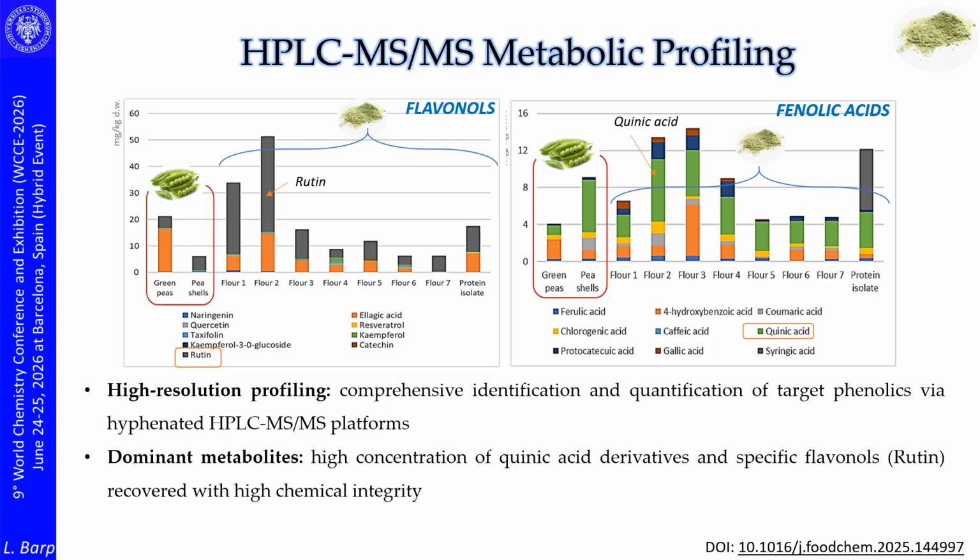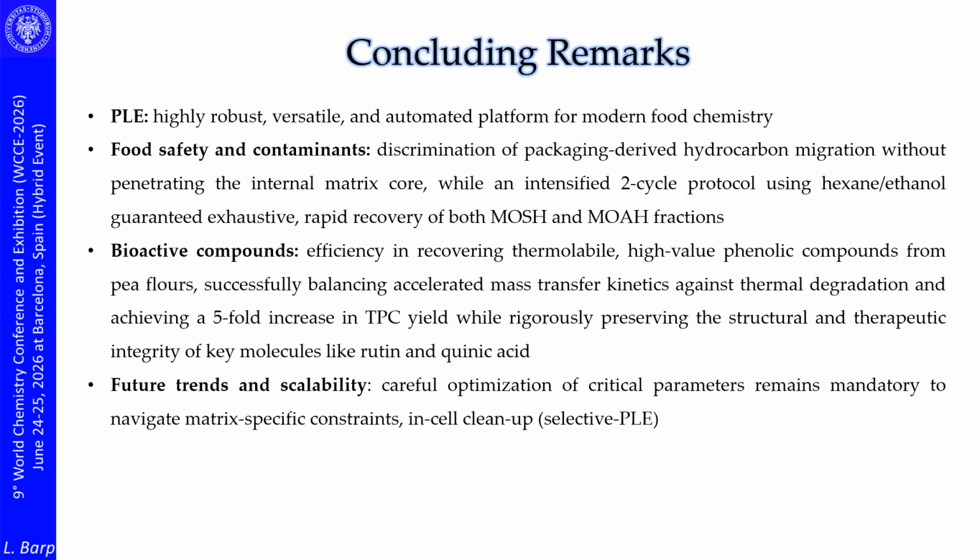18 distinct compounds belonging to the flavonoid and phenolic acid classes have been successfully identified. Pea flowers are dominated by rutin among the flavonoids and quinic acid among the phenolic acids, molecules of both nutritional and therapeutic value. To conclude, the systematic data gathered across our investigations confirms that PLE represents a highly robust, versatile, and automated platform for modern food chemistry.